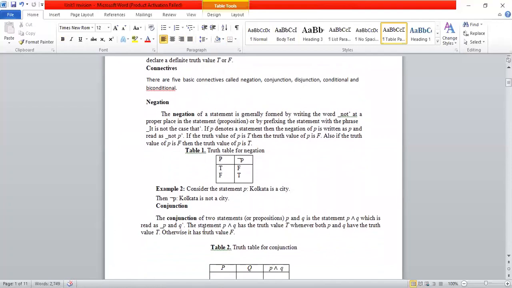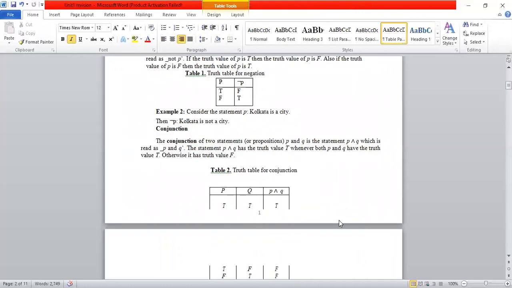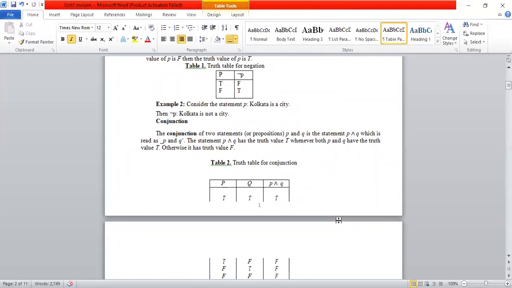The next connective is conjunction. The conjunction of two statements P and Q is the statement P and Q, which is read as P and Q. The statement P and Q has a truth value T whenever both P and Q have truth value T. Otherwise, it has a truth value F. So, in the conjunction, this connective considers two statements P and Q.